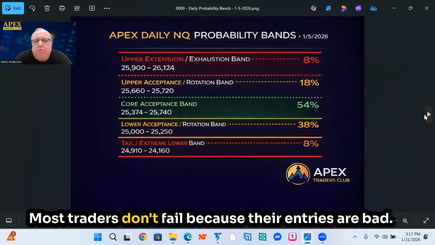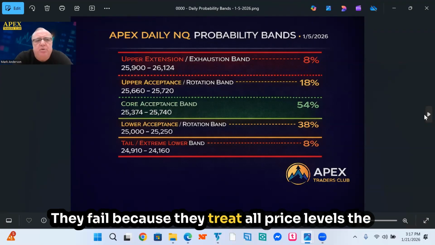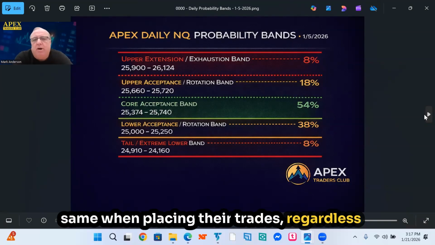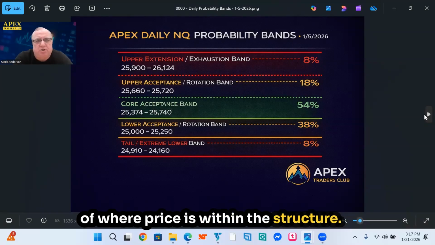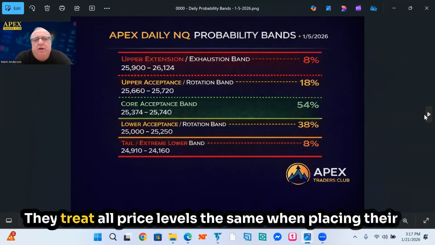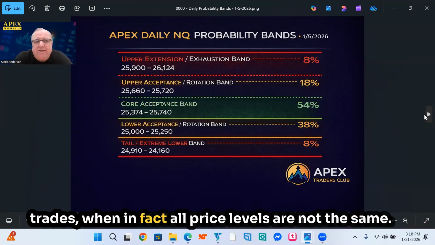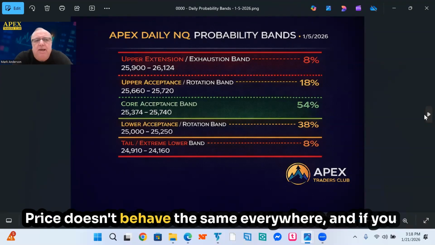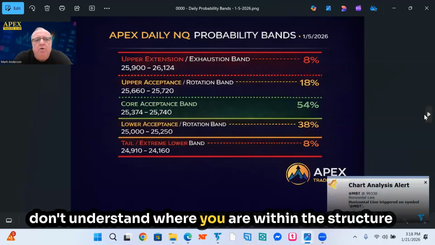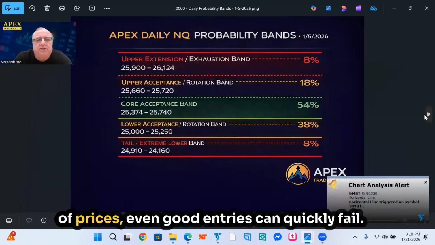Most traders don't fail because their entries are bad. They fail because they treat all price levels the same when placing their trades, regardless of where price is within the structure. That's why they fail. All price levels are not the same. Price doesn't behave the same everywhere. And if you don't understand where you are within the structure of prices, even good entries can quickly fail.